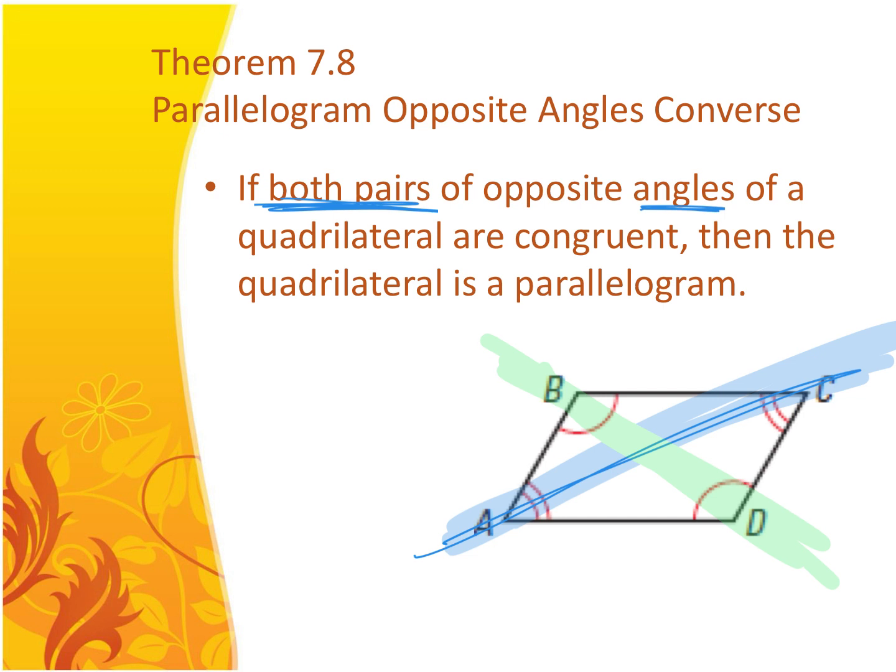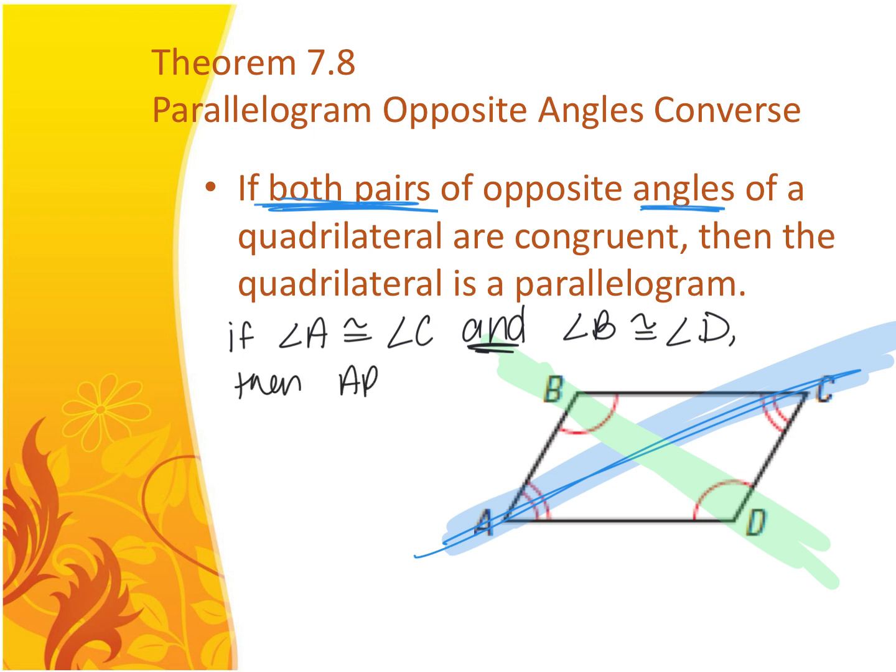So looking at it, writing it, if angle A is congruent to angle C, and has to be both, angle B is congruent to angle D, then ABCD is a parallelogram. So both of them have to be congruent. Both pairs.